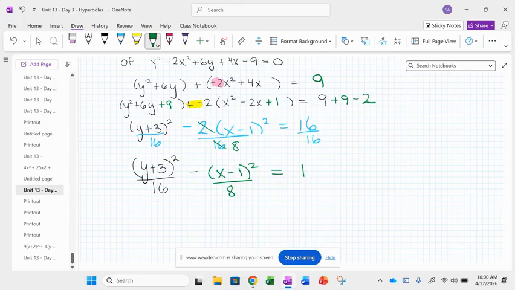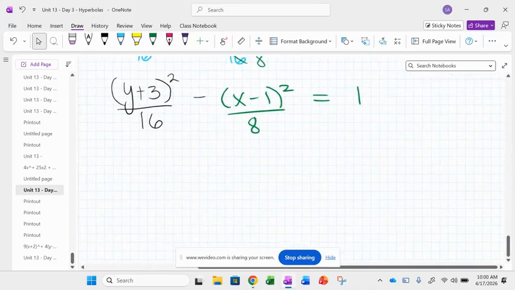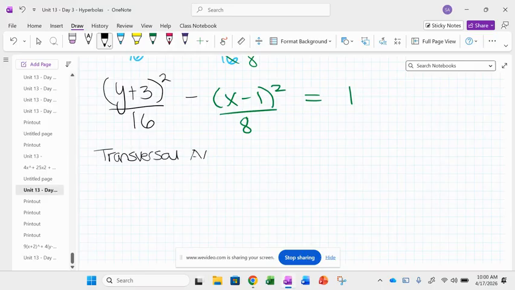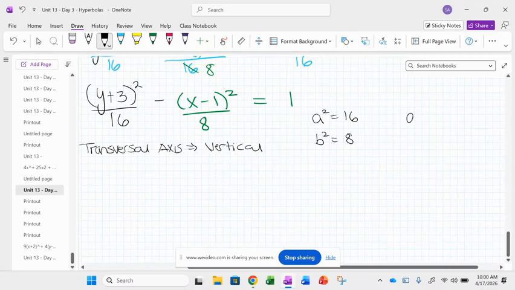All right, let's keep going here. Because we just declared this as a vertical hyperbola, I'm going to say the transversal axis is vertical. That's just the fancy way of saying it's a vertical hyperbola. If the transversal axis is vertical, that means a squared is 16 and b squared is 8, which means a is 4 and b is 2 root 2.